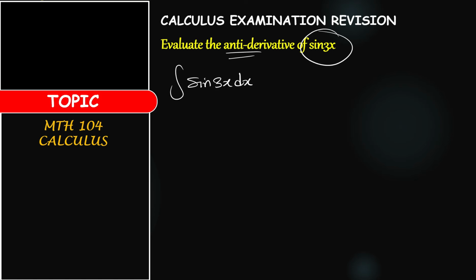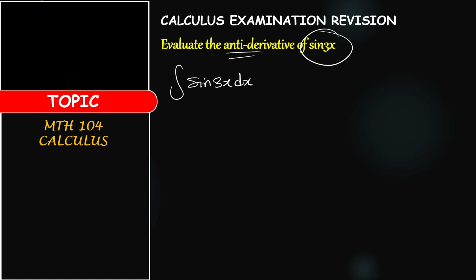Now in integration, what you do first of all is to differentiate this sine 3x. You know, in integration you differentiate also, but in differentiation you don't integrate. That is one. Methods of integration often involve some differentiation. That is why you learn differentiation before integration.